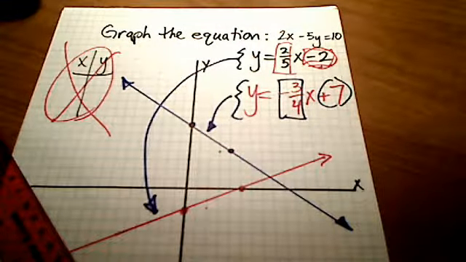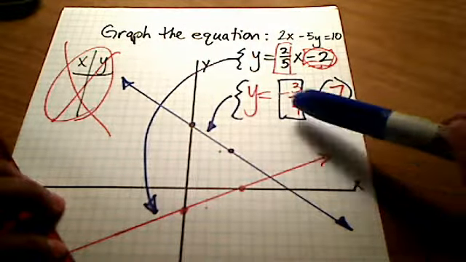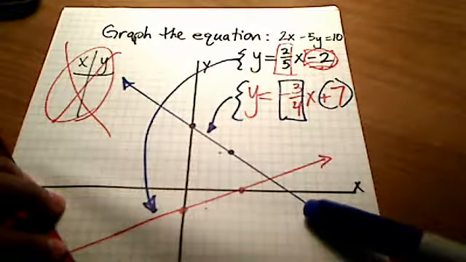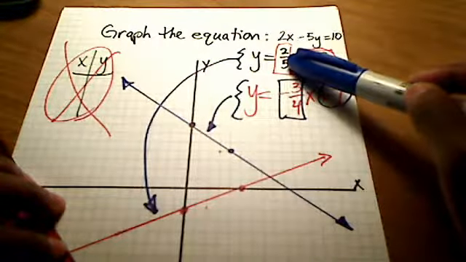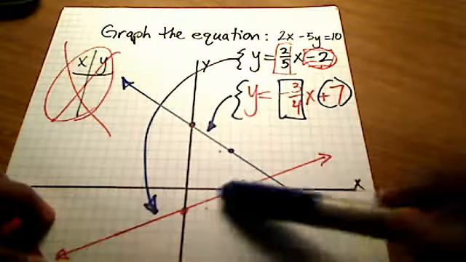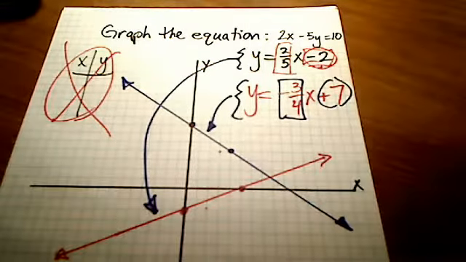So negative slopes, when you have a negative slope, they go down as you're looking at it from left to right, and positive slopes like this one up here go up as you're looking at it from left to right. Now, one more thing I want to show you.